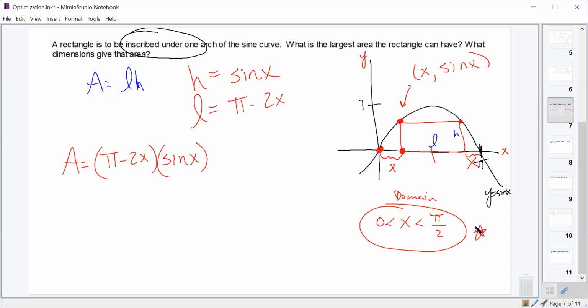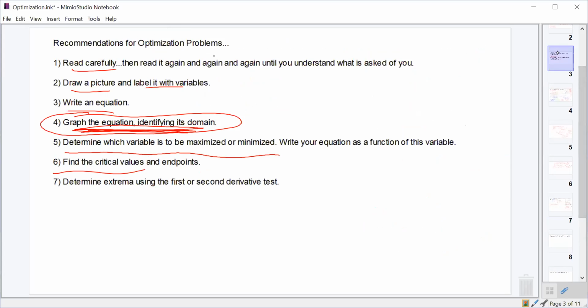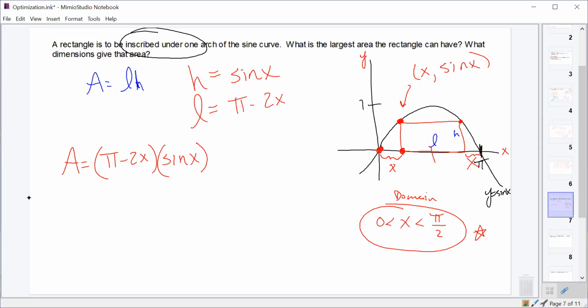Good. All right, cool. So if we look back at our steps, have we read and figured out what we're trying to do? Yeah. Did we draw a picture and label it? Yeah. Did we write an equation? Yeah. Did we find the domain of that equation? Yeah. Did we determine which variable we need to maximize or minimize? Yeah, area. Did we write our equation as a function of that variable? Yeah, it's area all in terms of x. So now we just need to do the easy part, find the critical values and determine the extrema. Good or no?